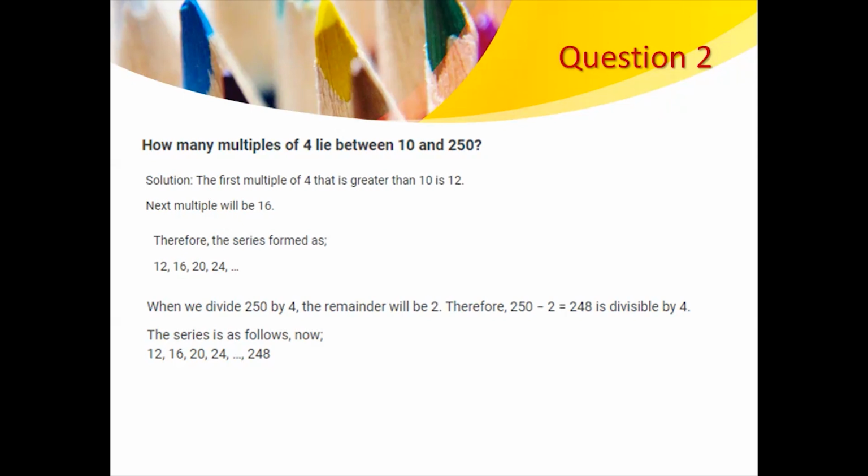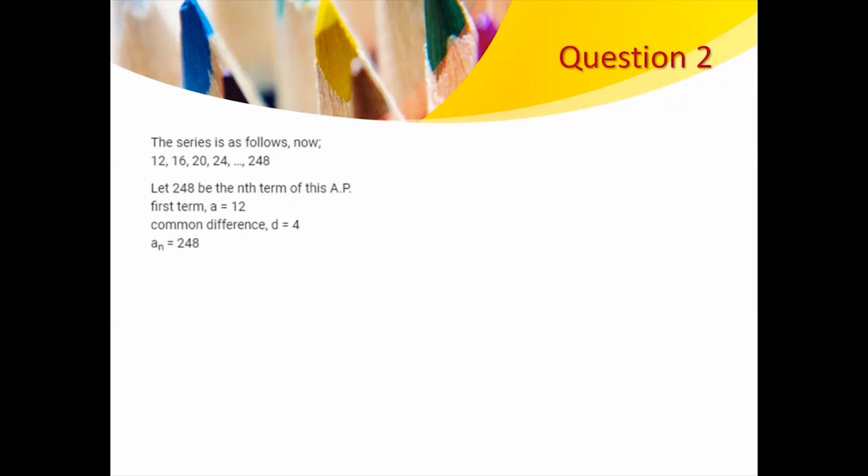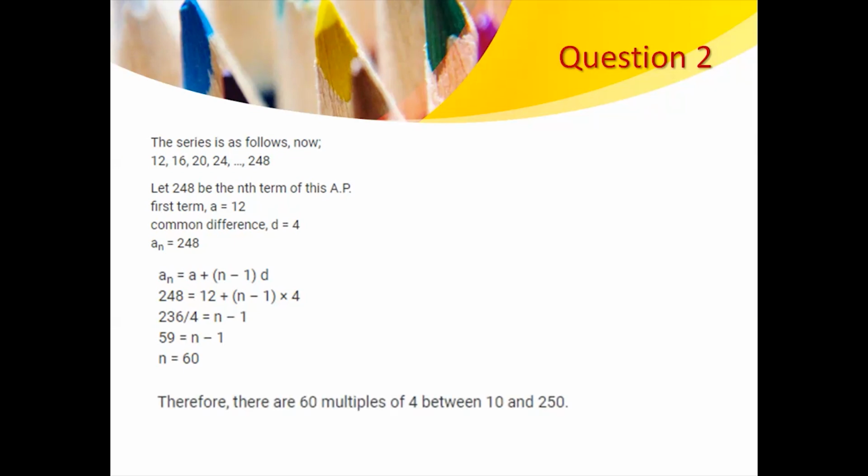Now I have to find how many terms are there. So let 248 be the nth term of the AP. Then my first term is 12, my common difference is 4 and an is 248. So use the formula for an. 248 is equal to 12 plus n minus 1 into 4. Simplify it. I get n is equal to 60. So what ultimately we conclude? That there are 60 multiples of 4 between 10 and 250.